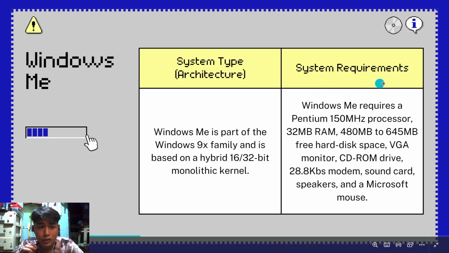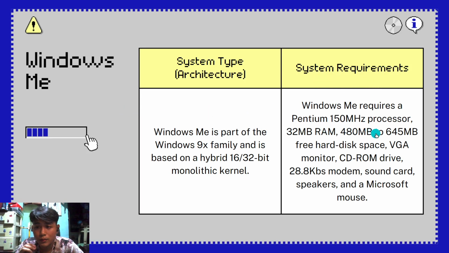The system requirements of Windows ME are a Pentium 150 MHz processor, 32 MB RAM, 480 MB to 645 MB of free hard disk space, VGA monitor, CD-ROM drive, 28.8 Kbps modem, sound card, speakers, and a Microsoft mouse.